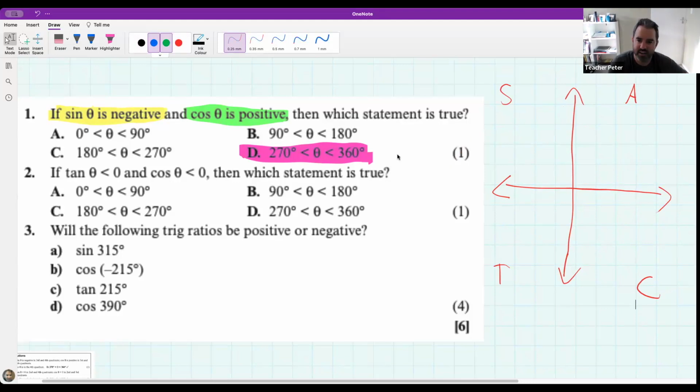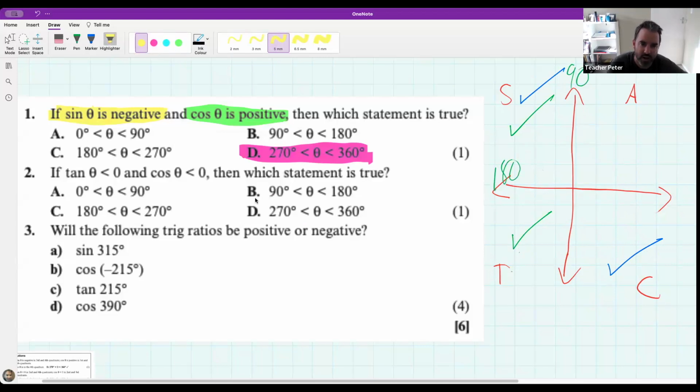So tan is negative here and here. And cos is negative. Where is cos negative? Oh, cos is negative here and here. Because tan's positive, so cos is negative here. Now, what quadrant? This is quadrant 2, and quadrant 2 is between 90 and 180. Is there one for 90 to 180? There is. My answer is B.